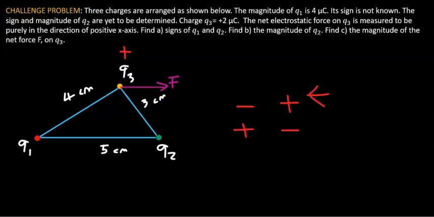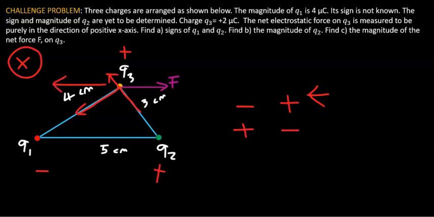Now let's look at the third possibility, Q1 being a negative charge, Q2 being a positive charge. That means Q1 would attract Q3 in that direction, and Q2 would repel Q3 in that direction. What that indicates is the existence of x component in the net force, and this x component is heading this way, which we know not to be the case because the net force on Q3 is heading rightward, so this cannot be the case as well.